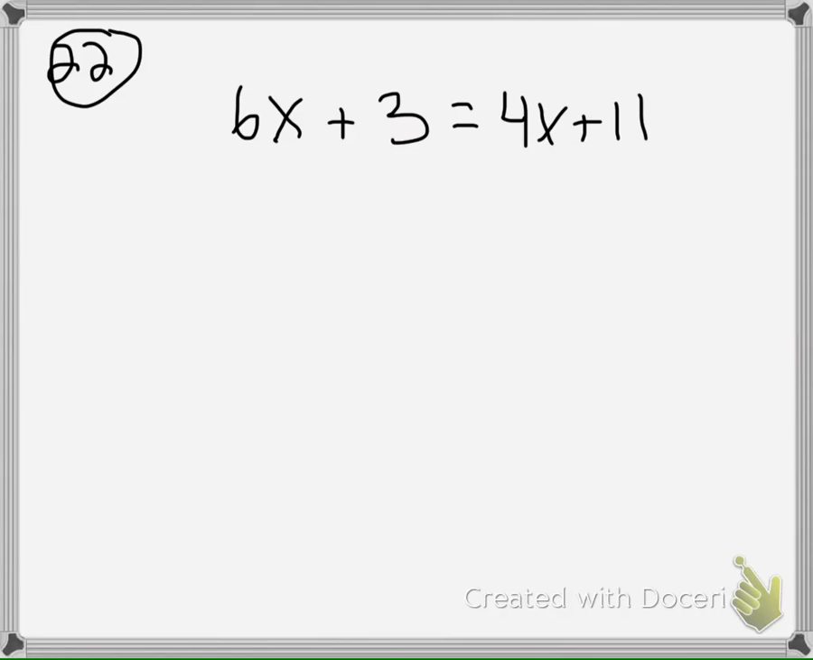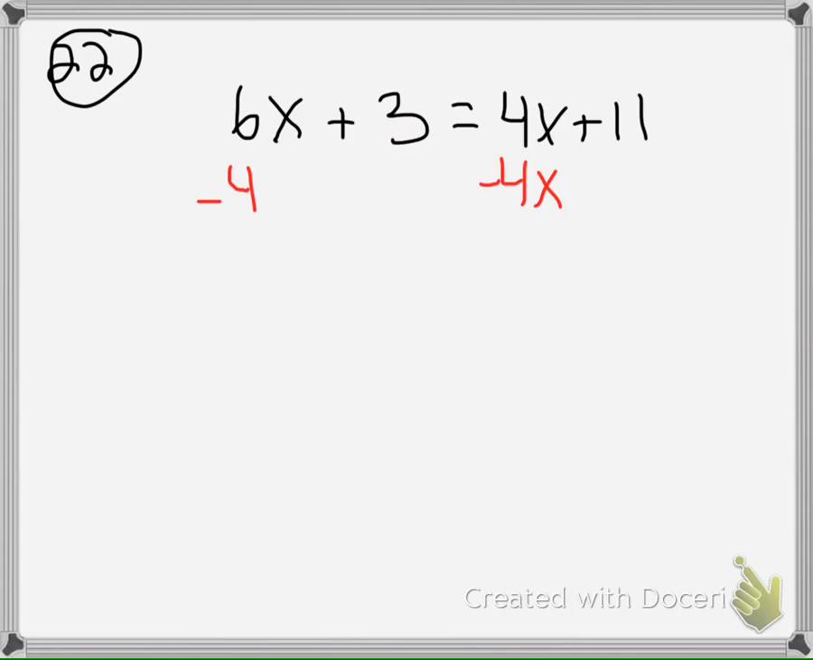Now 22 is a little different. We've seen these before, but not recently. It has x on both sides. I have 6x over here on this side of the equal sign and 4x over here on this side of the equal sign. I want to move my x to one side. So I'm either going to subtract 6x from here or subtract 4x from here. I don't like working with negatives because if I did 4x minus 6x, I'd end up with a negative.